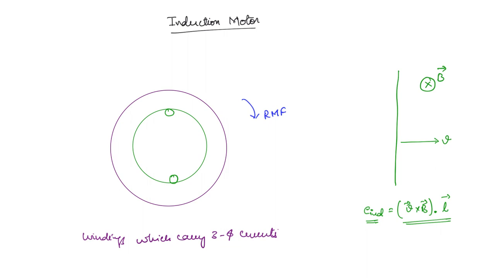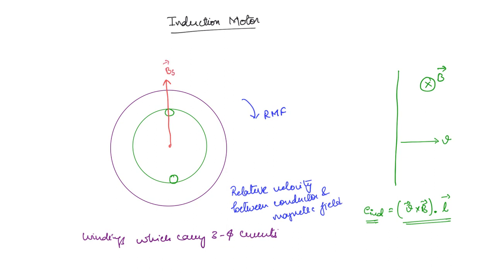That means there is what you call a relative velocity between conductor and magnetic field. So first we will take the magnetic field vector. This is the magnetic field vector. We will take it as Bs bar, the magnetic field of the stator. We are going to have a rotor field as well, so that's why we are using the subscript S. Now this vector is rotating in the clockwise direction.